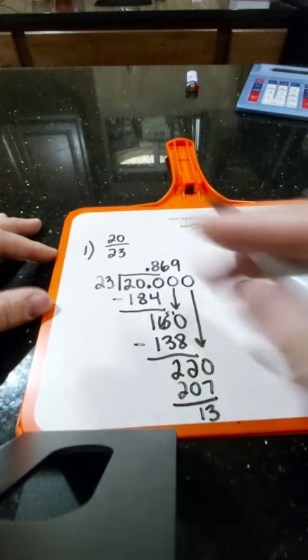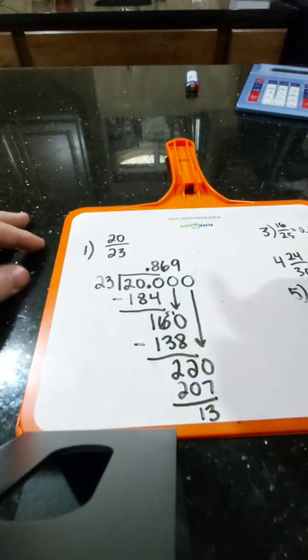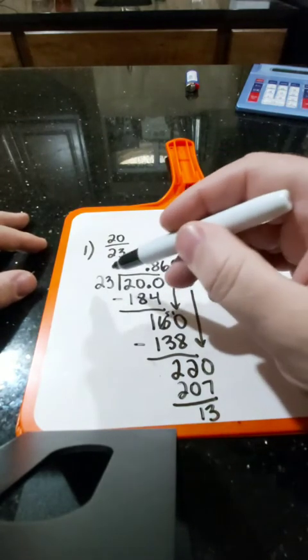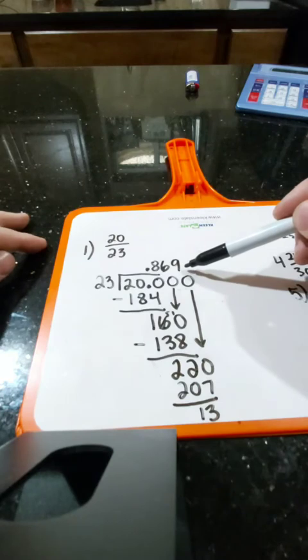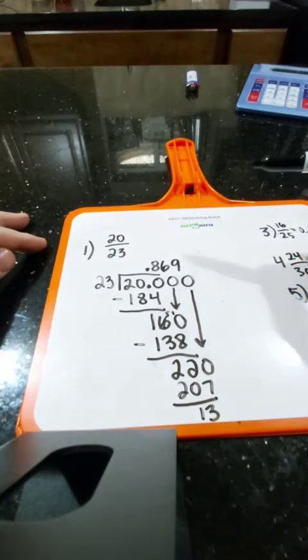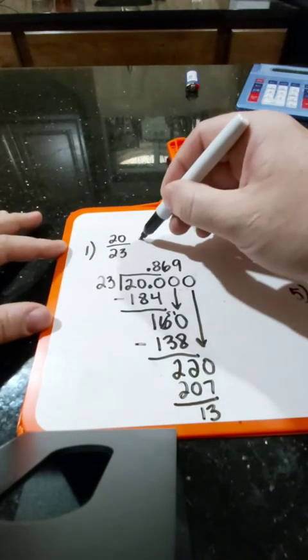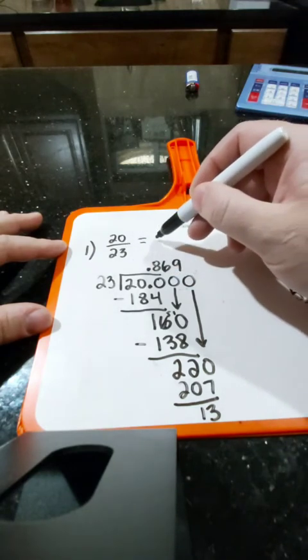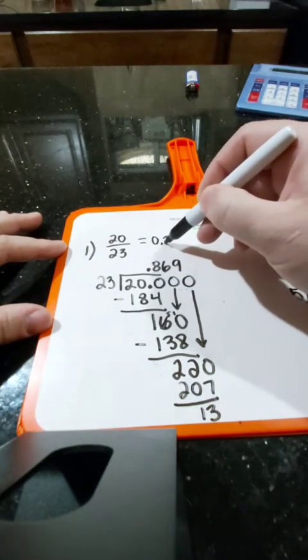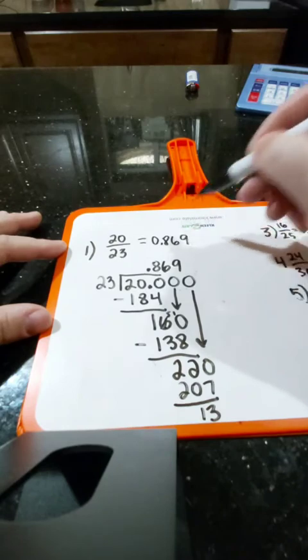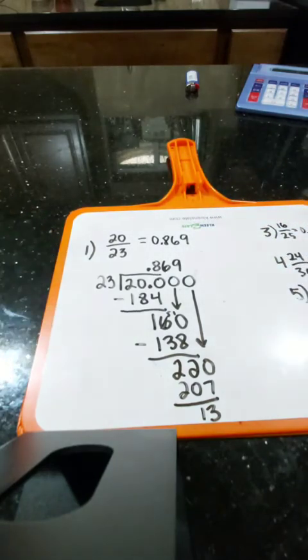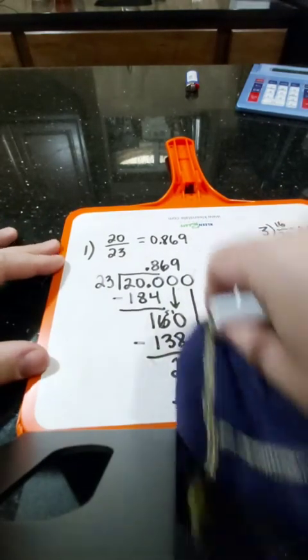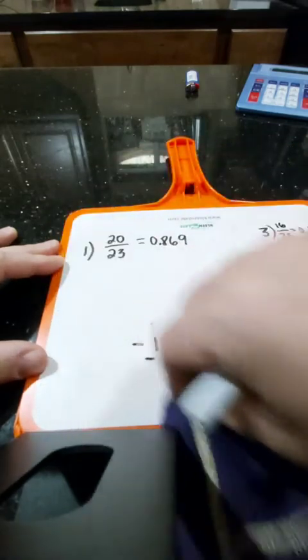And that's where we're going to go ahead and stop, because as I told you guys before, as long as you can get the three numbers of your decimal, then I'm satisfied with that answer. So we're going to say that 20/23 is equivalent to 0.869. All right. And we can actually prove that by using a calculator really quick.